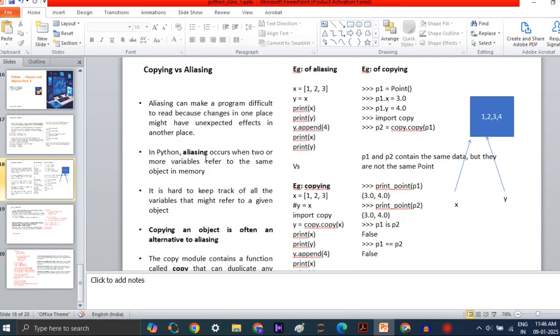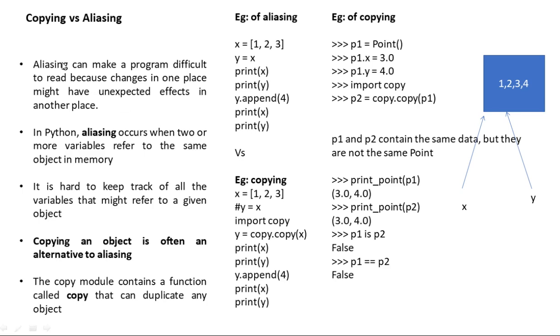Now what happens with copying? That is why aliasing can make a program difficult, because changes in one place might have unexpected effects in another place. So you should be very careful when you are using aliasing. An alternative is copying, because you don't know when changes will happen. Somewhere in the code you make changes to x, and somewhere else, thousands of lines of code away, y also gets affected. You can't really keep track. So an alternative is to just copy an object but not alias it.